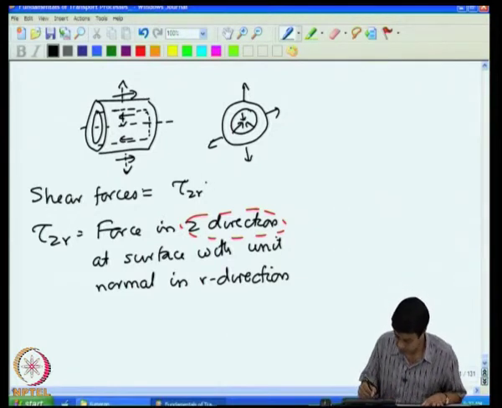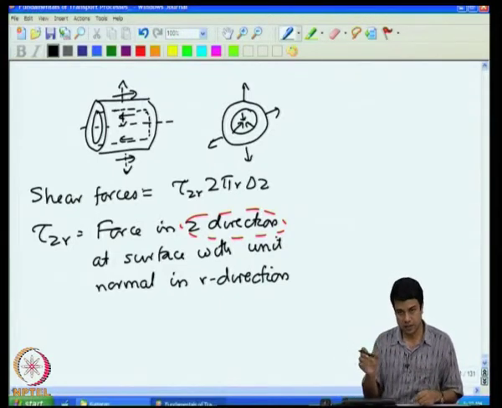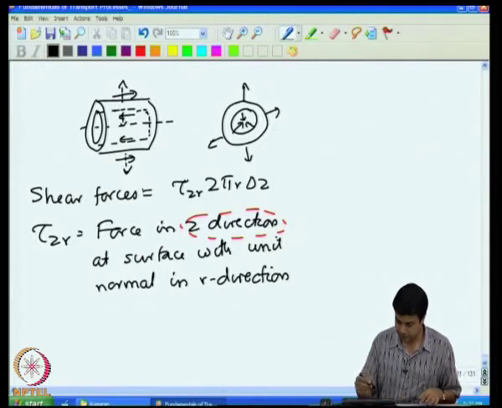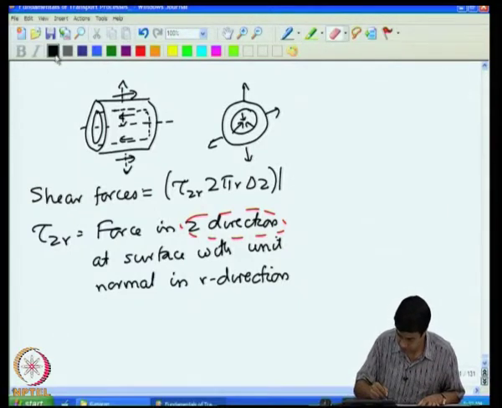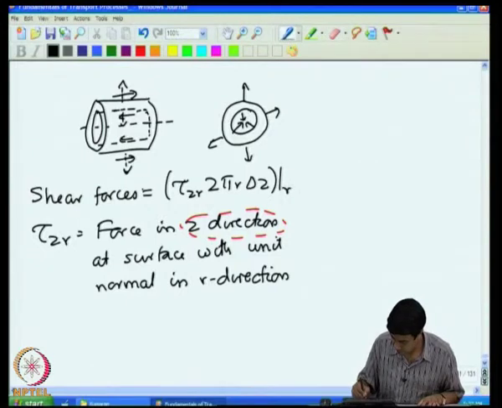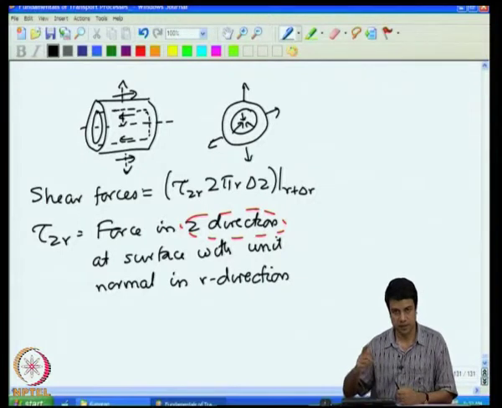Area in this case is 2 pi r delta z. 2 pi r is the circumference, delta z is the thickness. So, that is the area. Okay. This at the location r plus delta r. So, that is the shear force acting on the outer surface. As I said, on the outer surface, the unit normal is directed outwards. At the inner surface, the unit normal is directed inwards.